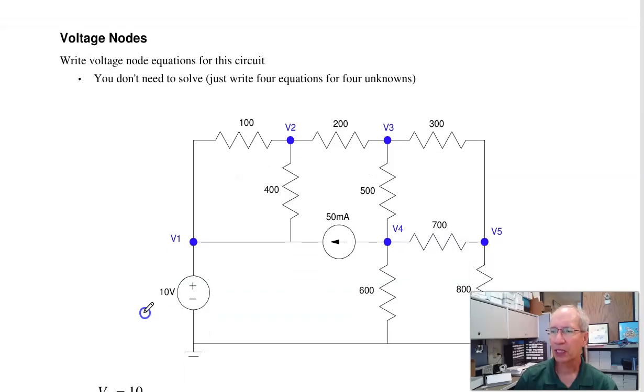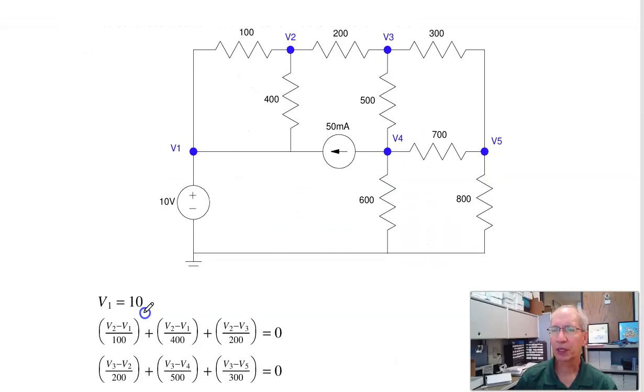Problem 4 is voltage nodes. Write the voltage node equations. So 1 is easy, V1 equals 10. At node 2, the current left, current down, plus current right equals 0. That's V2 minus V1 over 100, plus V2 over 400, plus V2 minus V3 over 200.